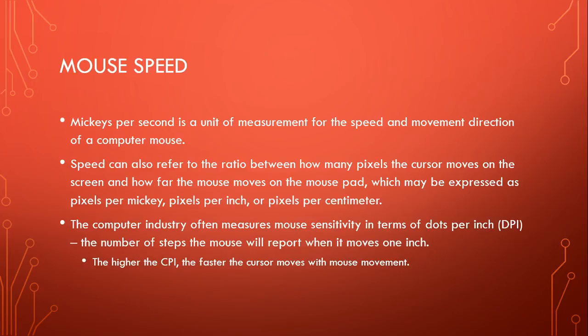Now, the computer industry also measures mouse sensitivity in terms of dots per inch, or you'll also hear CPI, which is counts per inch. So that's the number of steps the mouse will report when it moves an inch. So the higher the CPI or DPI, as I mentioned above, the faster the cursor moves with mouse movement.